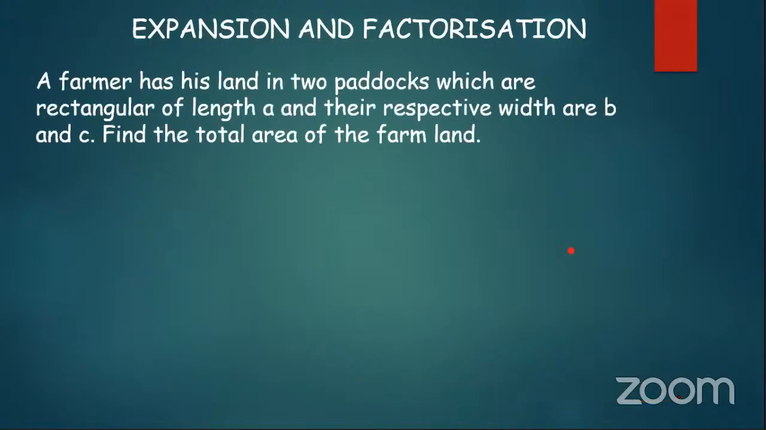Then we are now going to have other derivations. Who can read for us this first statement here, beginning with the farmer? By show of hand. Sharifa. A farmer has his land in two paddocks, which are rectangular of length A and their respective widths are B and C. Find the total area of the farmland.